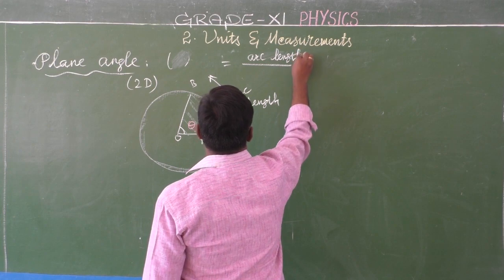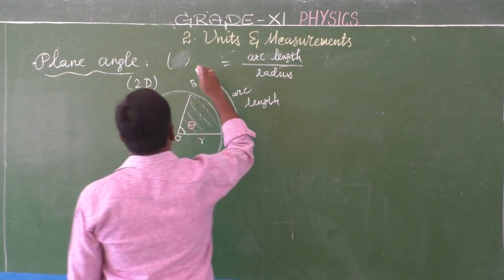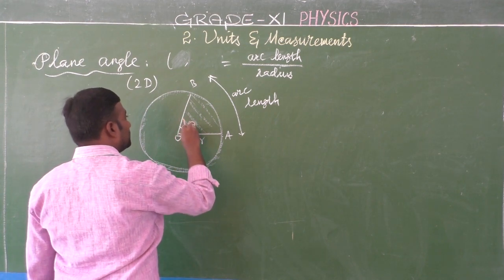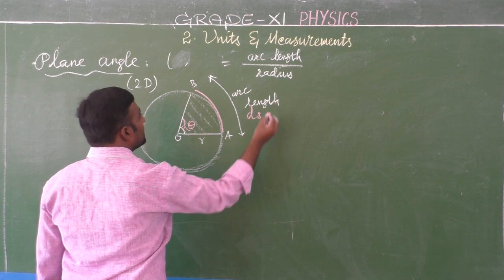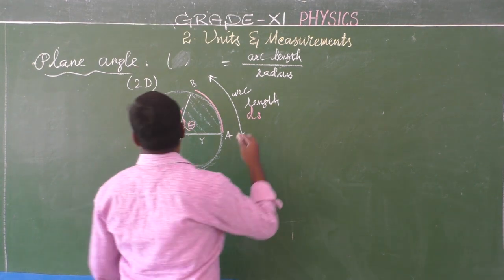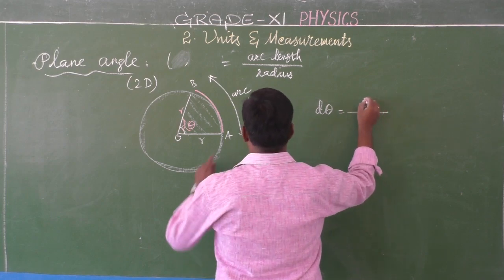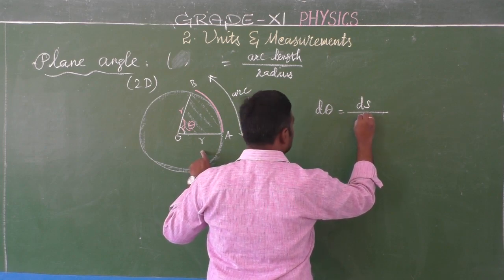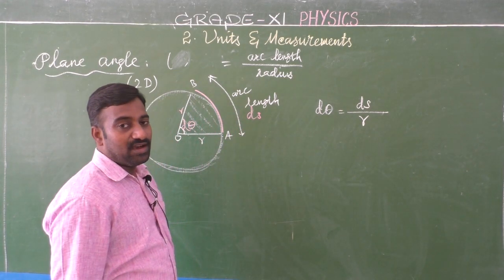Plane angle is a ratio between arc length to the radius of the arc circle. This is a small angle only, so we use d theta. Similarly, this arc length is denoted by ds. Already we know the radius remains constant. So the plane angle is the ratio between the arc length ds to the radius of the circle. This is the formula: d theta is equal to ds by r.